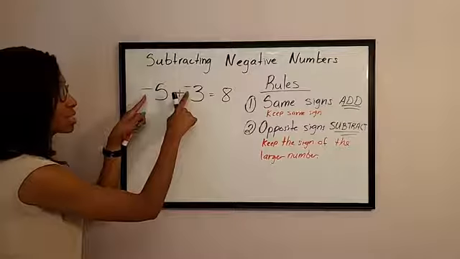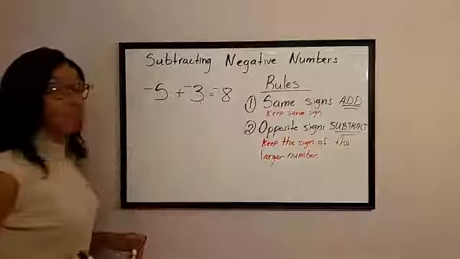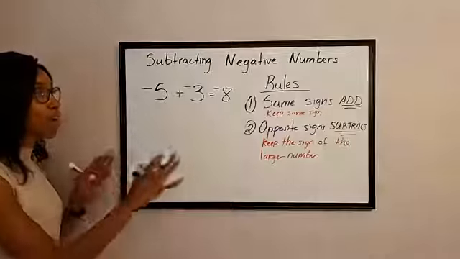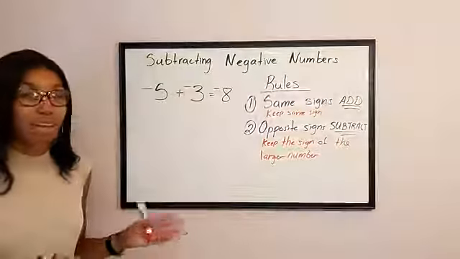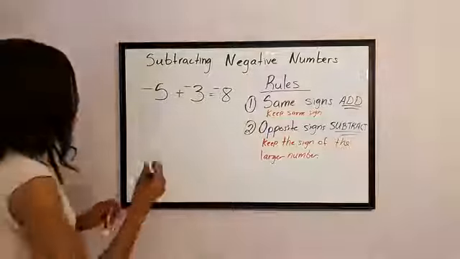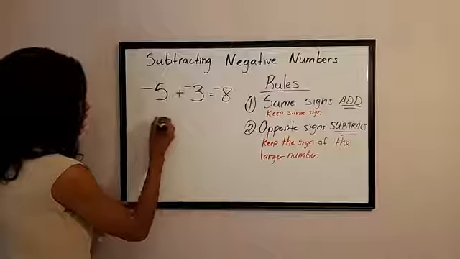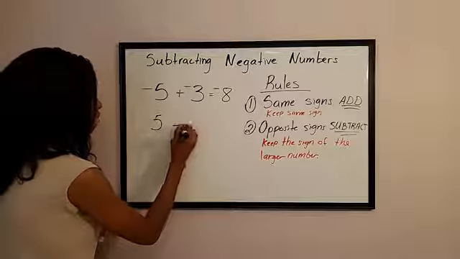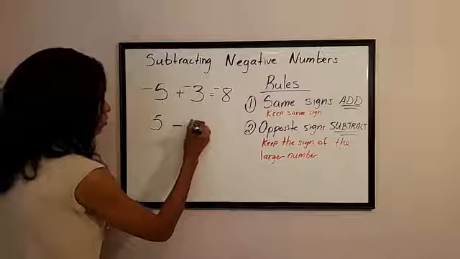And I'm going to keep the same sign, negative 8. Okay? So you may or may not have had to change the sign for that. It might have made sense without it. But let me show you one that I would definitely change the signs on. Let's say that I had 5 minus negative 3.